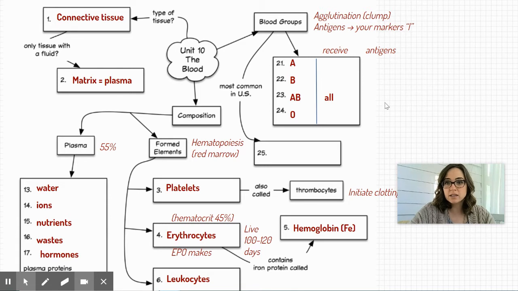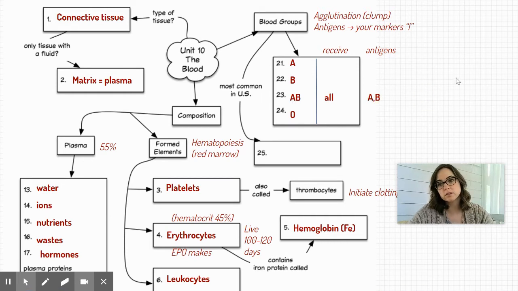Excuse me, and then the antigens that are on it, it's considered AB. Again, that's me. What markers are on AB? Well, it's A and B antigens. It has both. That's why it can receive all blood types, because it has no antibodies. O, on the other hand, can receive only from other O's. It cannot receive any other blood type except for O.